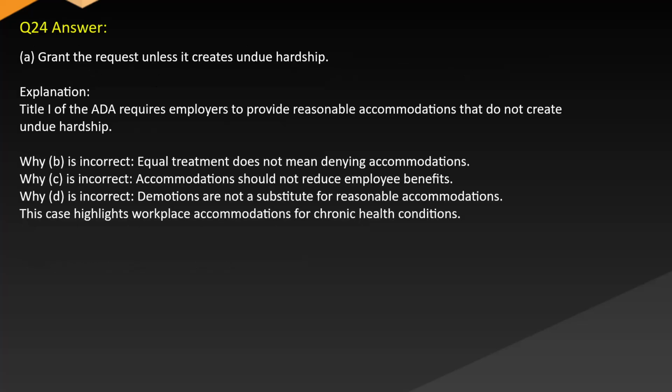Answer: A. Grant the request unless it creates undue hardship. Explanation: Title I of the ADA requires employers to provide reasonable accommodations that do not create undue hardship. Why B is incorrect. Equal treatment does not mean denying accommodations. Why C is incorrect. Accommodations should not reduce employee benefits. Why D is incorrect. Demotions are not a substitute for reasonable accommodations. This case highlights workplace accommodations for chronic health conditions.